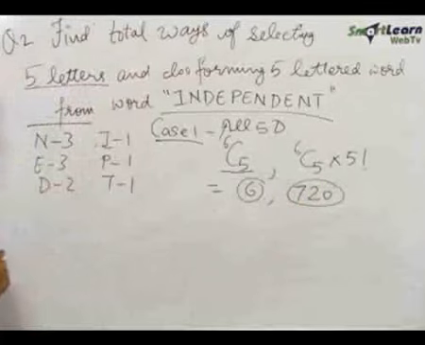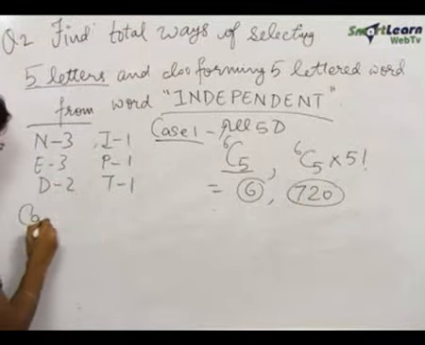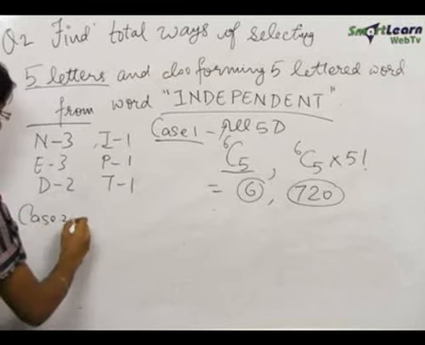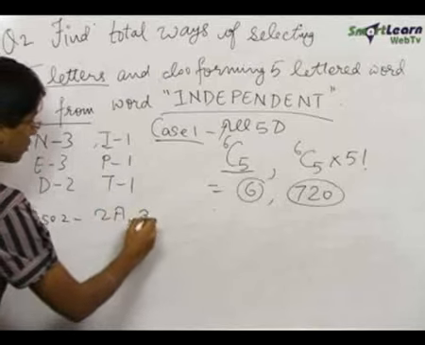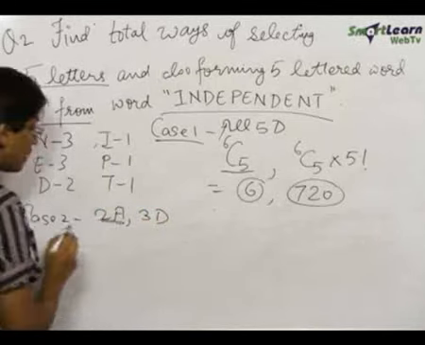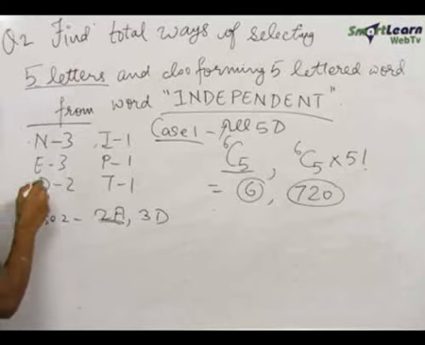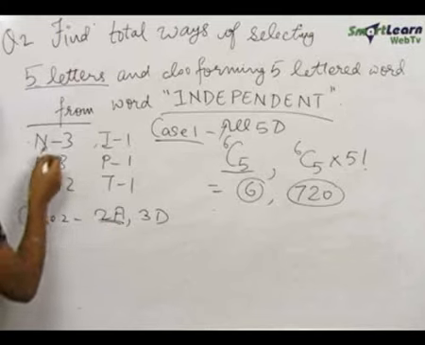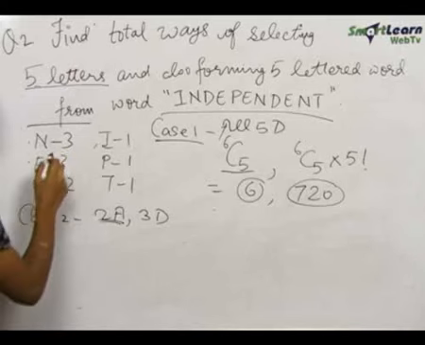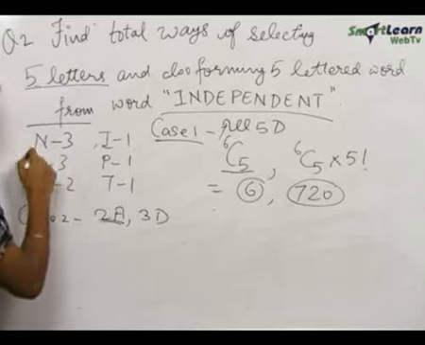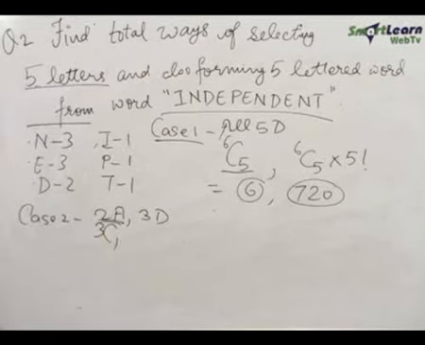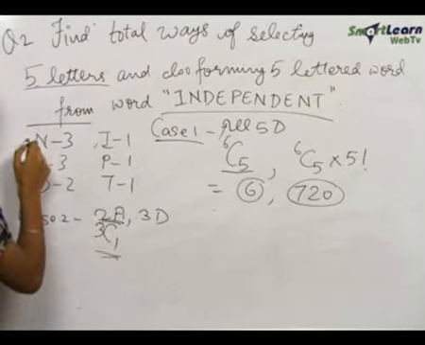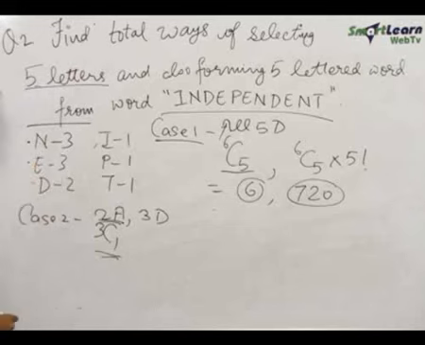We'll remember this. Now comes our case 2. Our case 2 will be 2 alike and 3 different. Now 2 alike alphabets we can get from N, E and D. We can get 2N, 2E and 2D. So if we select any one out of these 3, we can get 2 alike alphabets. So this 3C1 represents the selection of any one out of the alphabets N, E or D.